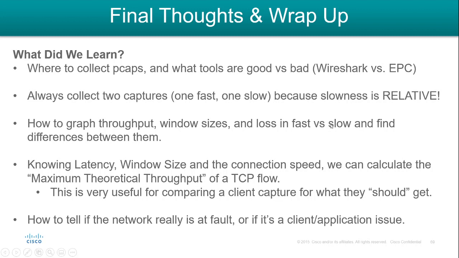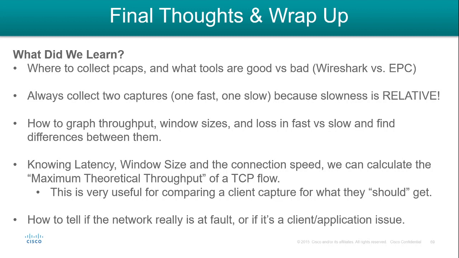Whenever we're using these fast versus slow captures, it should be very easy with these tools to figure out what is the delta. We also learned that if we know the latency, window size, and connection speed of our client, we can calculate the maximum theoretical throughput of a TCP flow. And this is very useful for figuring out what a client should get in terms of theoretical speeds.